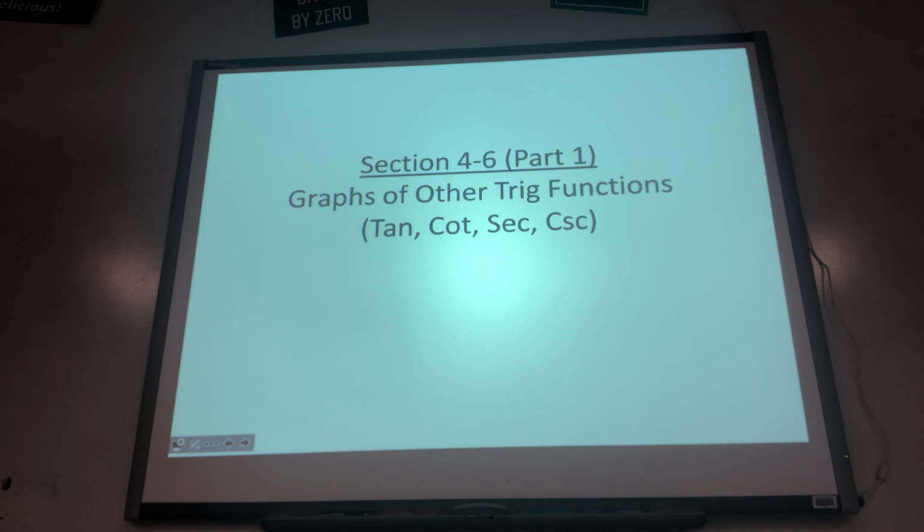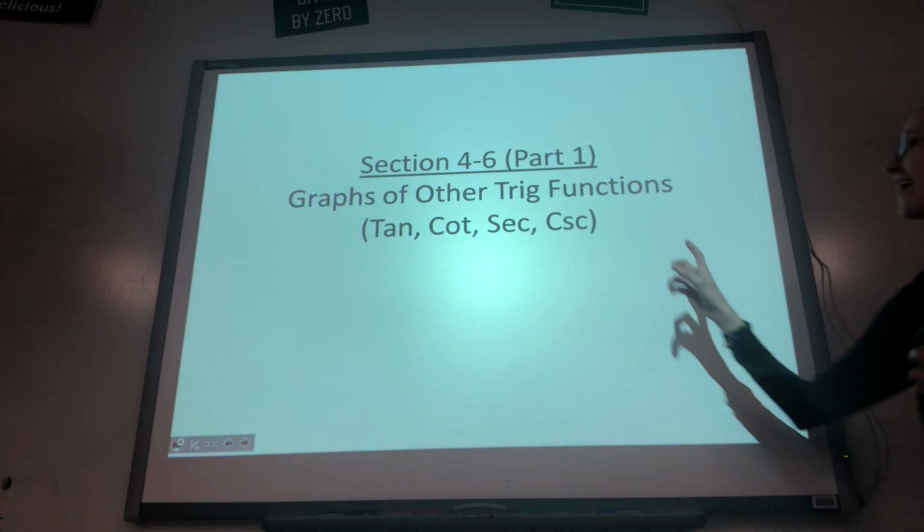Starting section 4-6 today, so there is more graphing here, believe it or not. We've already done sine and cosine. That was pretty much all section 4-5 stuff. So here in section 4-6, we're going to learn how to graph all the other trig functions.